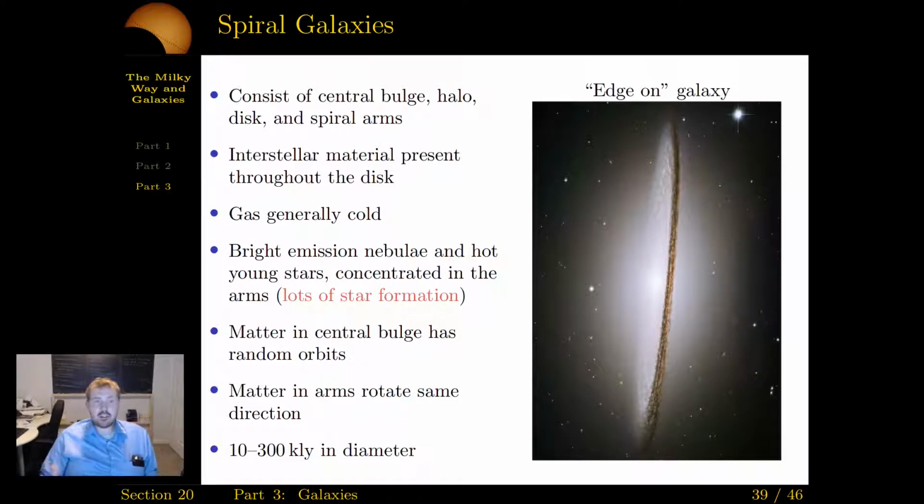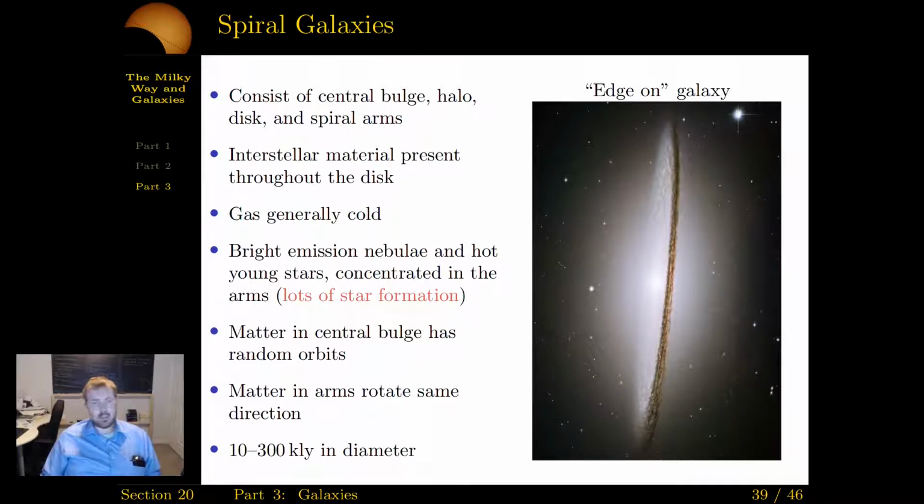In our spiral galaxies, the gas is generally colder, versus the elliptical galaxies, which have a bit higher temperature. And what you'll notice in spiral galaxies are these bright emission nebulas, hot young stars concentrating on those arms. So regions of higher density mean you're going to have more active star-forming regions. So the spiral galaxies are generally going to be newer, younger galaxies, and they're going to be producing lots of new stars.